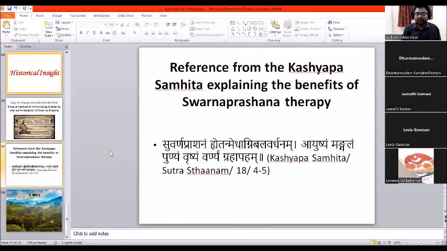Because by the time a boy or girl reaches 15 or 16, the formation of all dhatus would have been finished, so the dhatus accepting the medicines of Swarna Prashanam may not be there. So the earlier Swarna Prashanam is started, the better the results for the child. This is all about Swarna Prashanam. This is all about Ayurveda for children. With this I would conclude.